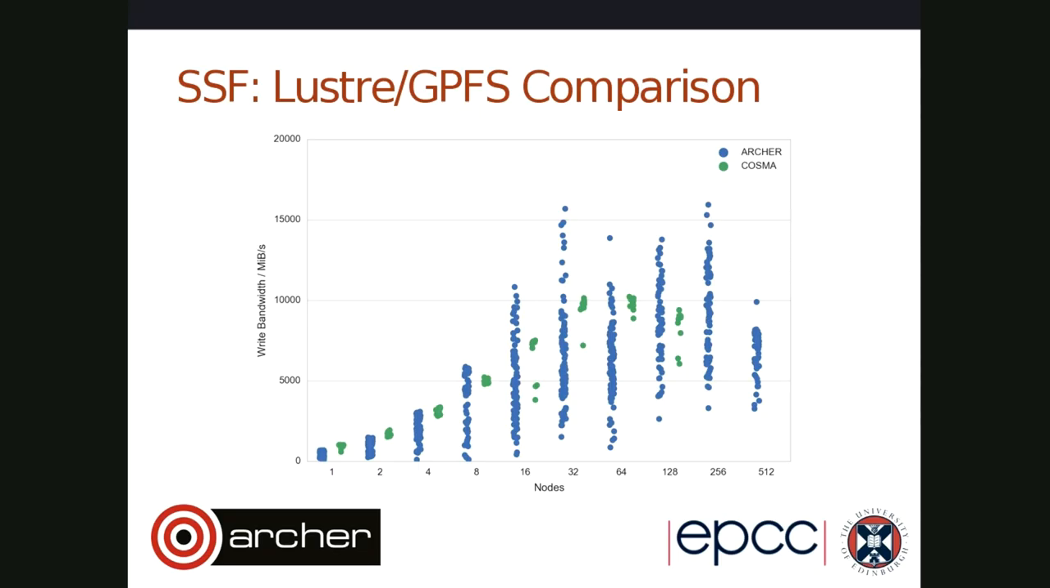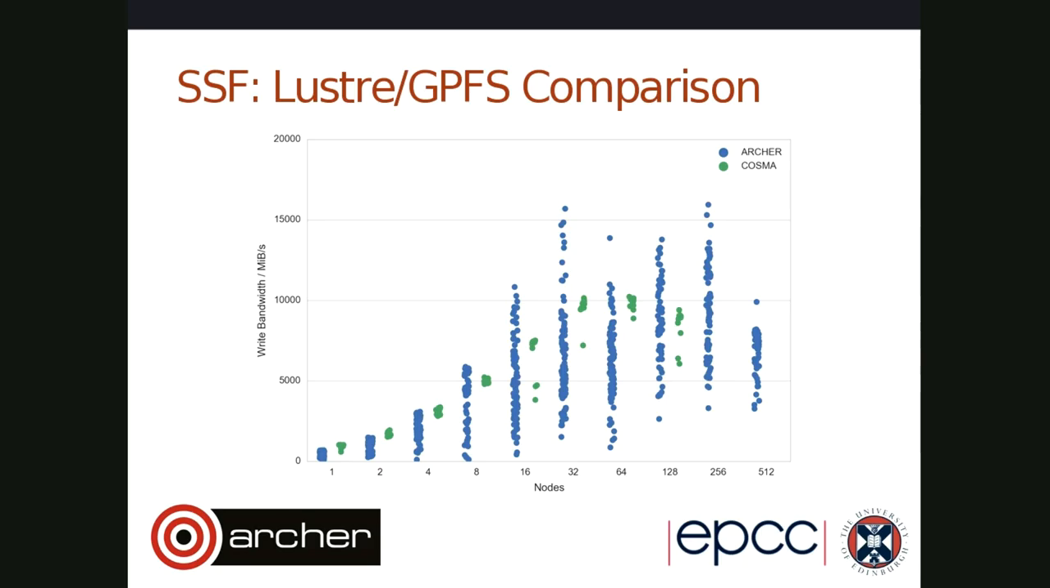And you can see their scaling is much the same in terms of the maximum performance anyway. Maybe you get a bit more performance out on Archer. It has a higher peak by about 50%. So it's 30 gigabytes a second. The peak performance of the GPFS at Durham is around 20 gigabytes per second.